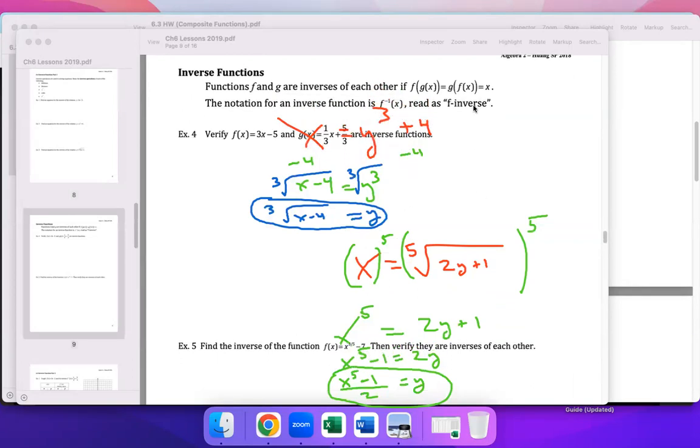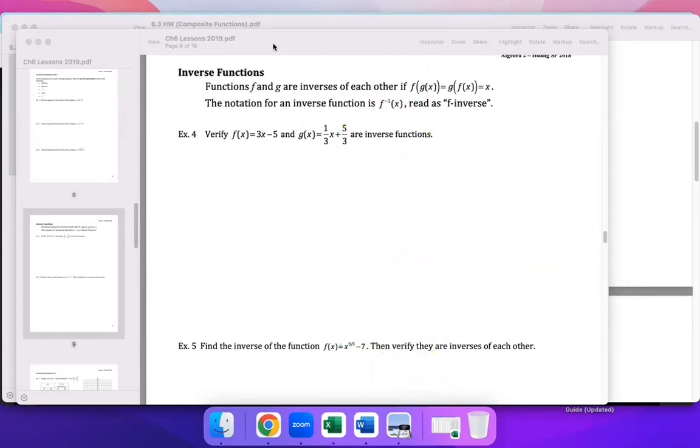Okay, another thing that's important to know about inverse functions, that's tied to what you guys did on Tuesday, composites. If you have this here, so let me write some words.